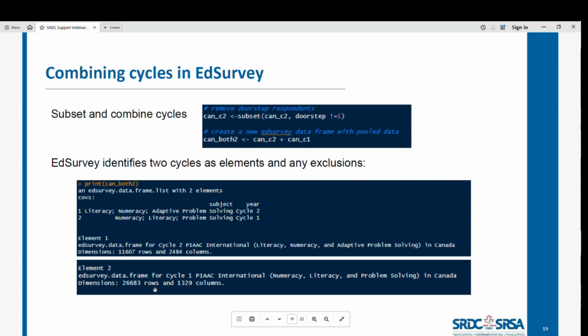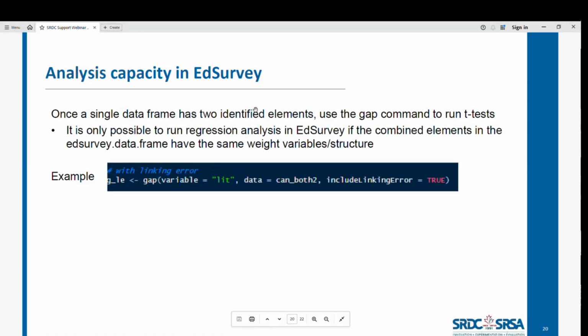So now I have this single data frame. It has 2 elements in it. Because it has 2 elements, I can only use EdSurvey data commands which are appropriate for a 2-element data frame. And the only one is the gap command. So the gap command runs a t-test. This is an example where I've basically replicated what I did in the International Data Explorer. So I say, show me the difference in literacy scores, use this data, include the linking error.